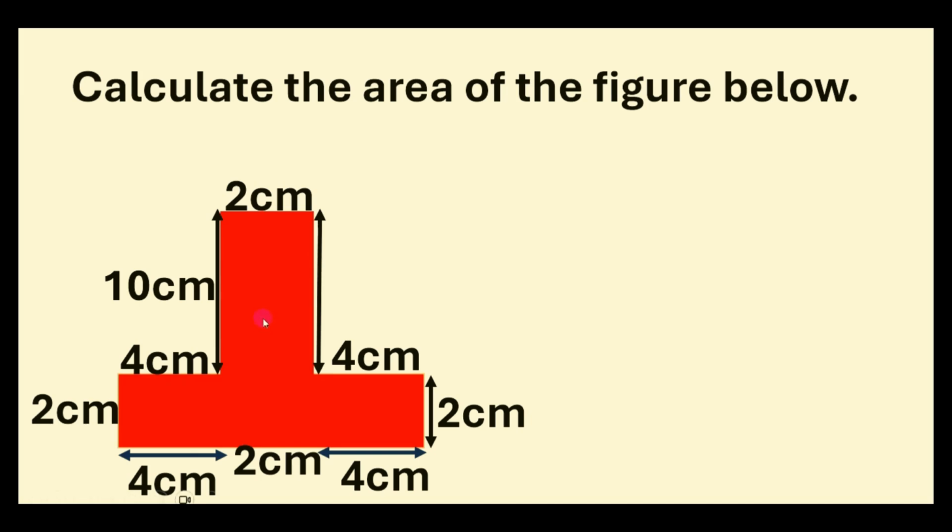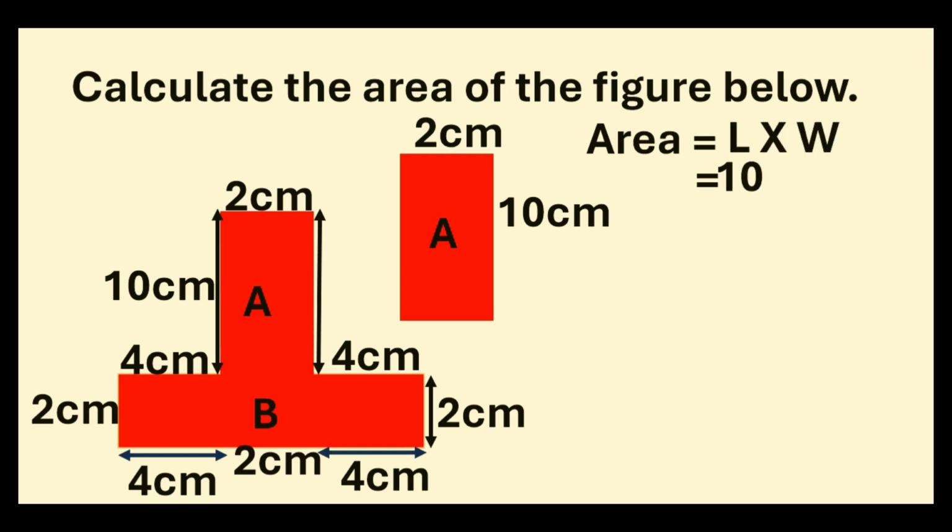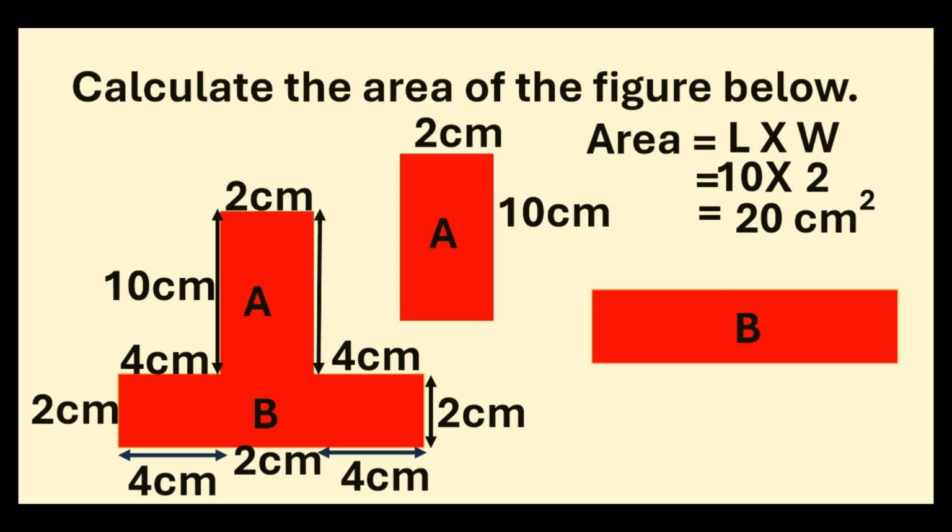What we'll do is divide this shape into regular shapes. When you look at it very well, you can divide it into 2 rectangles. You can call them A and B. Right up here, you can have a rectangle, and down here, you can have another rectangle. Remember that the area of a rectangle is length times breadth. So let's bring out this first shape up here. The length is 10 and the breadth is 2. So the area is length times width, which is 10 times 2, giving you 20 centimeters squared.